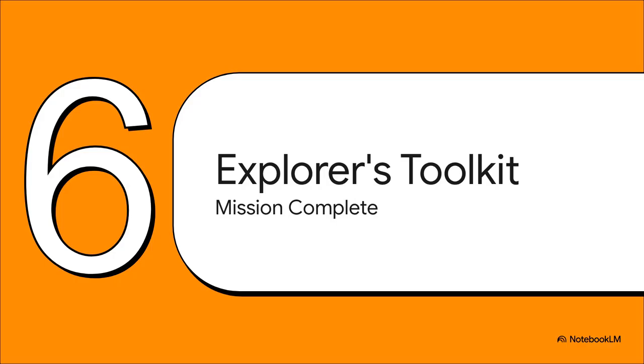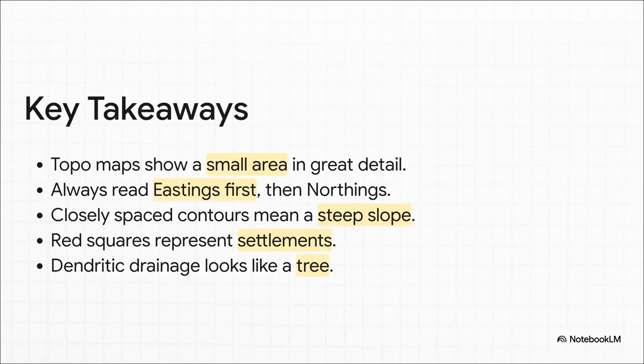And just like that, our virtual expedition is over. Mission complete. You now have the basic toolkit to pick up any topographical map and start decoding what you see. So let's do a super quick rapid-fire recap of the most important points. 1. Topo maps are detailed snapshots. 2. For grid references, it is always Eastings first, then Northings. 3. For terrain, close contours means steep slopes. 4. For people, red squares are settlements. And 5. For rivers, that tree-like pattern is called dendritic.